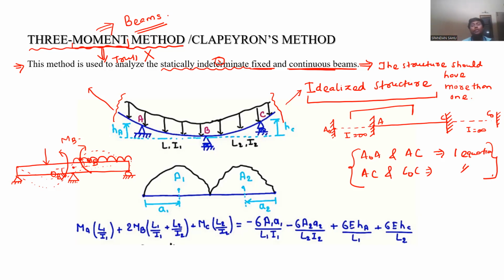But in this method, your redundant is fixed. You have to consider the moment, or the bending moment to be specific, at this inner support to be 0. Means you are considering that as the redundant, so you have to remove it. So how does your structure get modified?